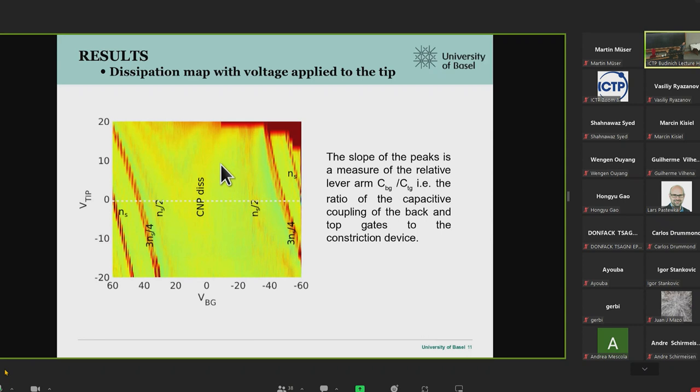So what you see on this graph is that when we apply voltage to the tip, we just introduce a displacement electric field from the tip, and this shifts the position of our dissipation peak. This is an extremely important graph to know for practical reasons, because if you know the slope of this dissipation peak, you can quantify the lever arm, the ratio between backgate capacitance and tip-sample capacitance. And if you want to say something quantitatively about the system, you have to know these quantities, like tip-sample capacitance or backgate capacitance.